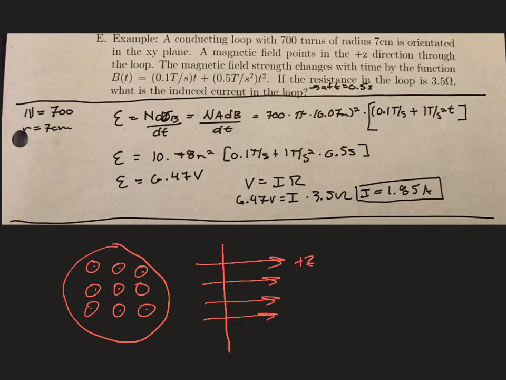The magnetic field strength changes with time by the function given. So we have a function for our magnetic field strength. If the resistance in the loop is 3.5 ohms, what is the induced current in the loop? And we have to remember here that induced EMF relates to induced current through Ohm's law. So ultimately we're trying to find V so that we can find I.